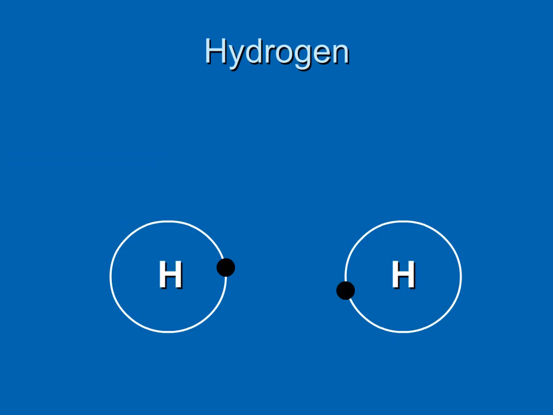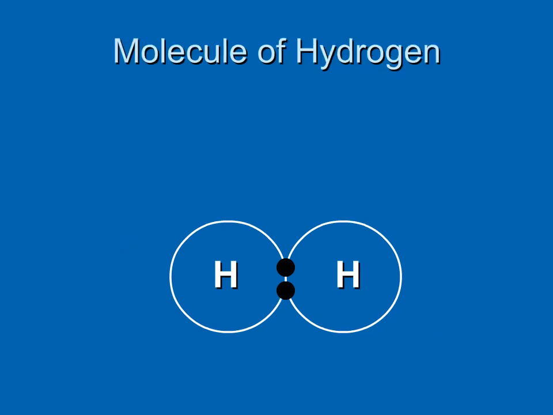Let's look at a molecule of hydrogen. As we discussed earlier, a lone hydrogen cannot exist on its own and can react with another hydrogen atom to fill that first valence shell. These two electrons are shared equally between both hydrogen atoms, filling the first shell for both.